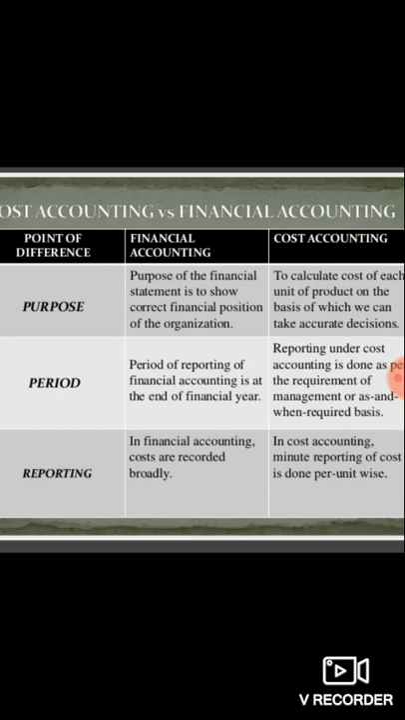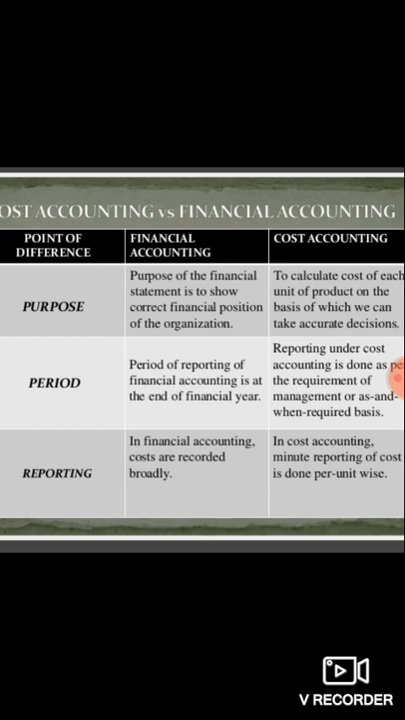But in cost accounting, the reporting is done as per the requirement of management, on a required basis. So earlier I discussed that these reports are prepared at regular intervals, or if the management wants to know, then the reports are prepared in cost accounting.